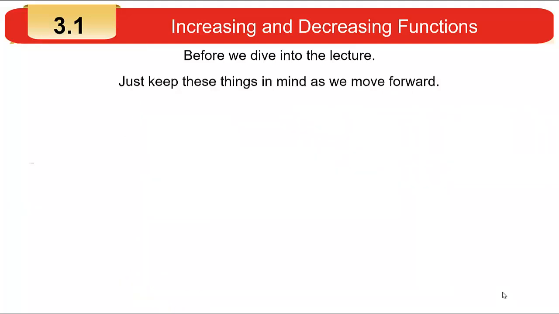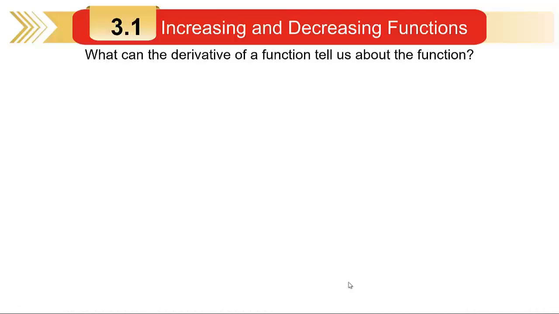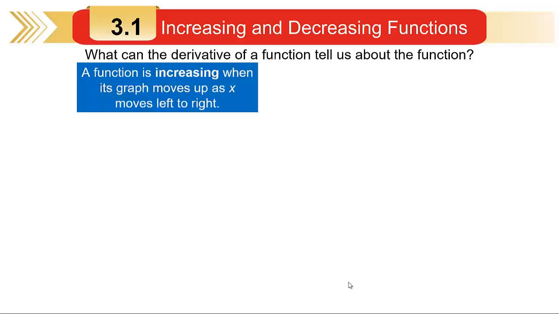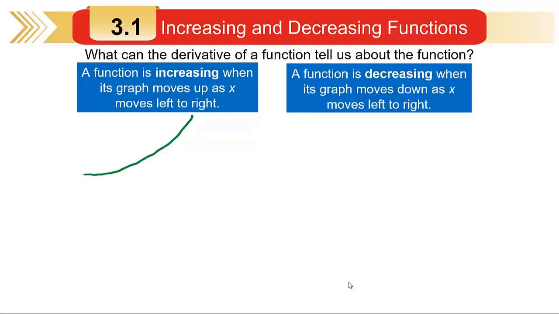Just keep these things in mind as we move forward with the actual lecture, which I'm ready to go to now. The lesson about increasing and decreasing functions begins with a question. And that question is, what can the derivative of a function tell us about the function? And you actually already know the answer to this because we've been dealing with it for some time. A function is increasing when its graph moves up as x goes from left to right, like so. And a function is decreasing when its graph moves down as x moves left to right, like so.